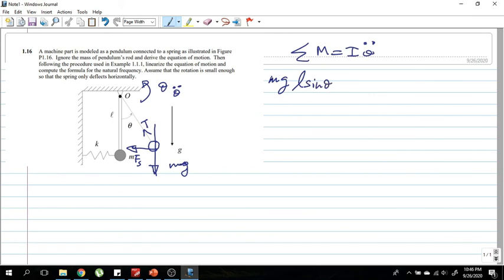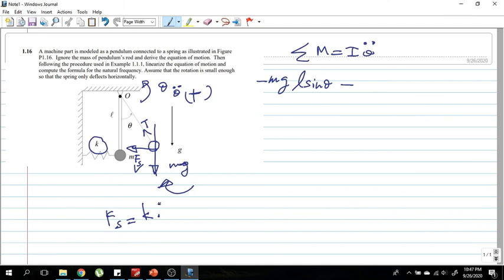Now take a look at the direction. So the moment caused by mg is in the clockwise direction. Therefore, we denote it with a negative sign. Okay. Then we have the restoring force of the spring. So Fs is what? The restoring force is here, the stiffness of the spring is given as K, times the displacement of the spring.